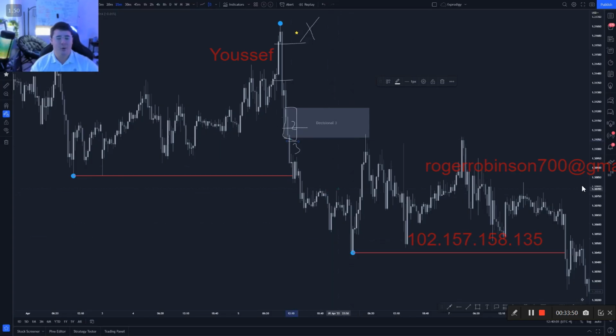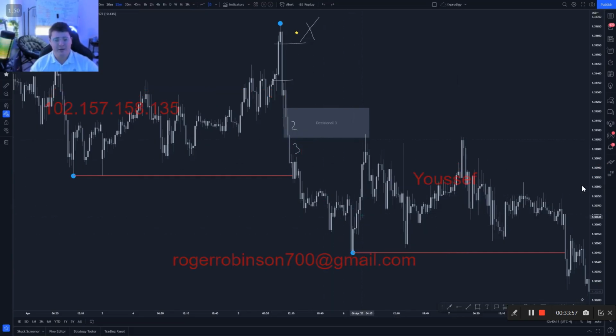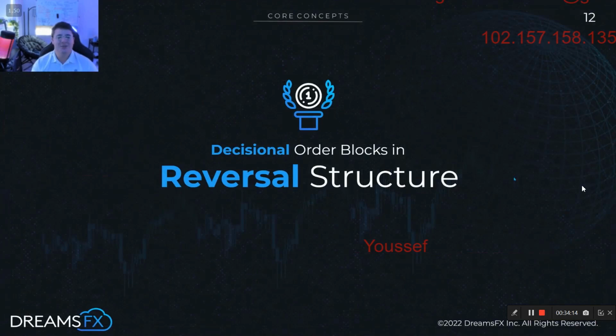Don't get caught in all this FOMO. I want to sell. That is the point. They want you to think that. Have the patience that price will come back to your area. And of course, price ends up doing what? Pulls back, ends up coming back up to our area, mitigates our type 3 order block, and thereafter it just mitigates and then it absolutely sells off a cliff. So that is our type 3 major imbalance order block. Advanced concept, but works phenomenally when you know how to apply it. Now let's go back to the presentation and identifying decisional order blocks and reversal structure.